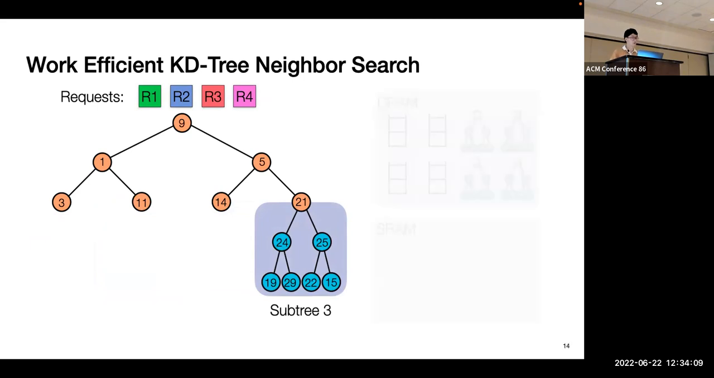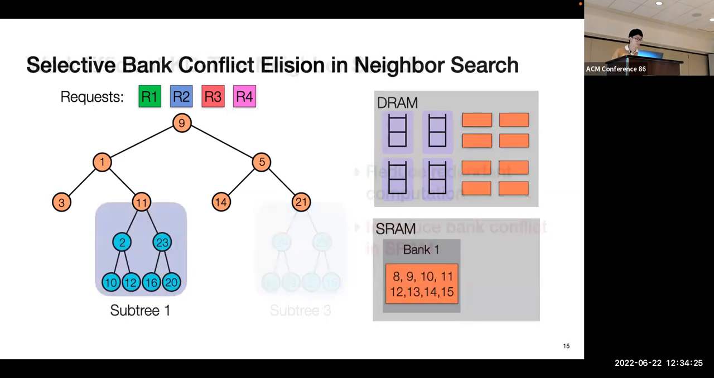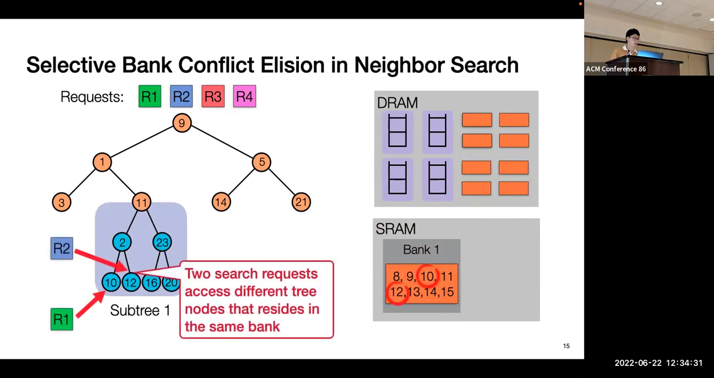It seems very trivial to have this optimization, because we use KD tree search to reduce the redundant computation. However, the implementation will introduce SRAM bank conflicts. So let me explain this. In this example, there are multiple requests performing tree traversal simultaneously, and we have an SRAM bank conflict, as we show here. Two requests simultaneously access tree nodes that are in the same bank.